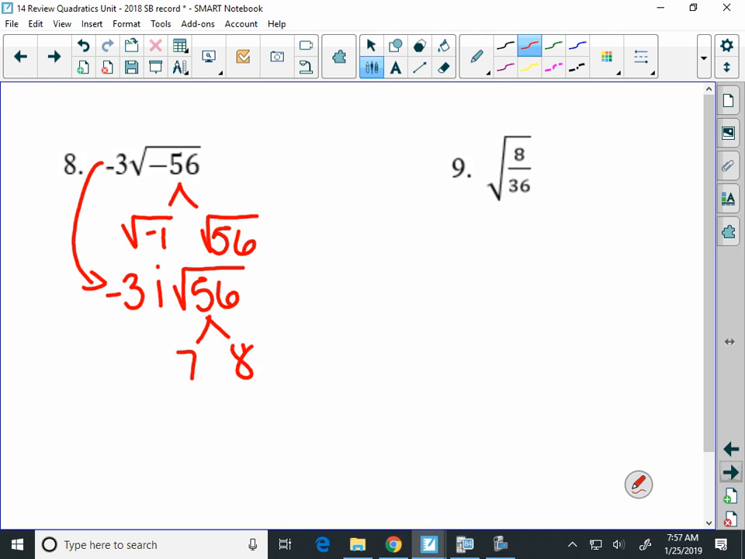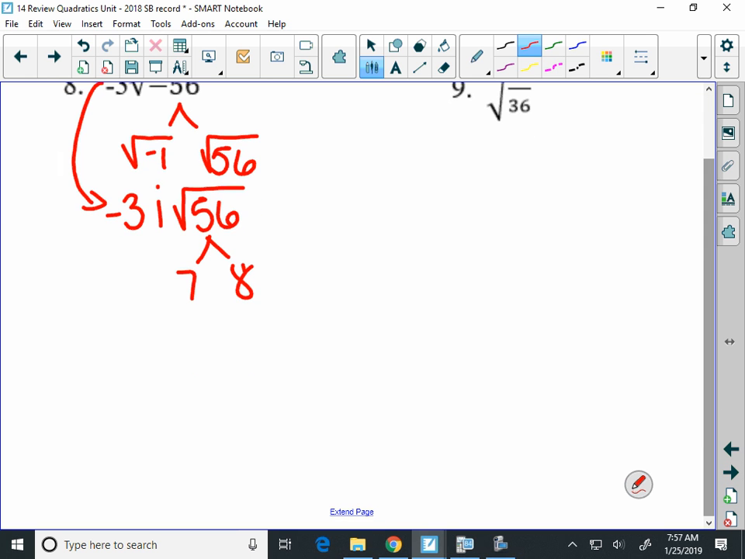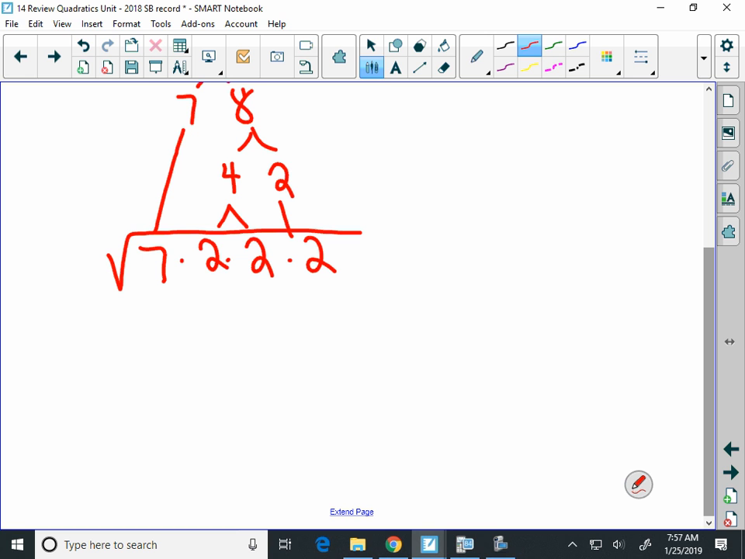Now we break down 56. 7 times 8. There's other choices. 8 is 4 times 2, which is 2 times 2. And let's line them all up. Carry down the 7. Carry down the 2. And what we're looking for here is 2 of the same value. Take out 1. So we've got the 2s here that we're going to pull out. And again, some people, once they pull it out, cross that out. We're left with a single 7 and a single 2. 7 times 2 is 14.